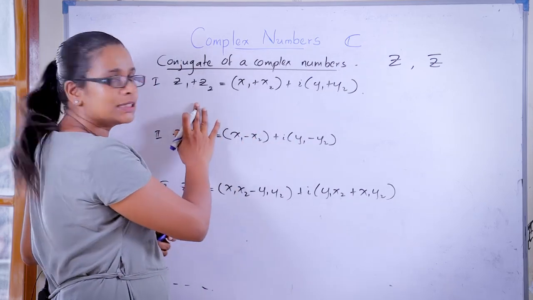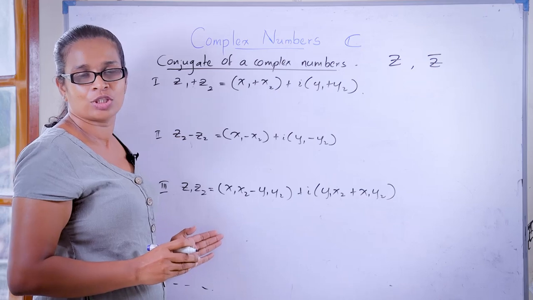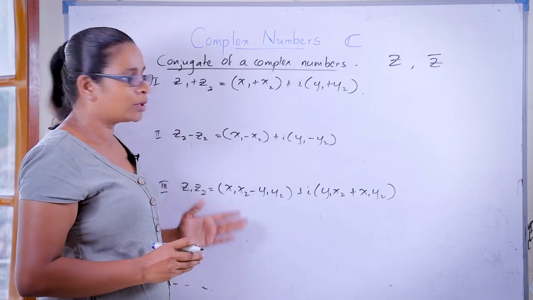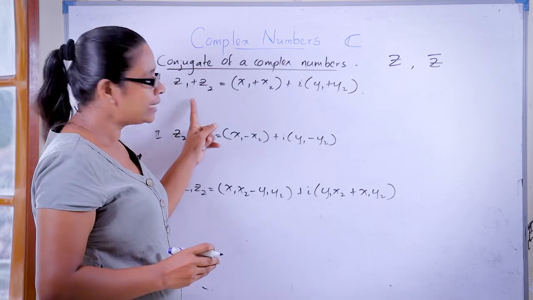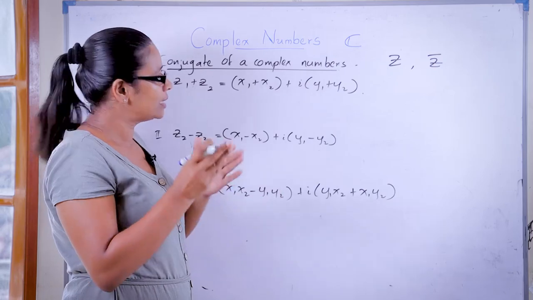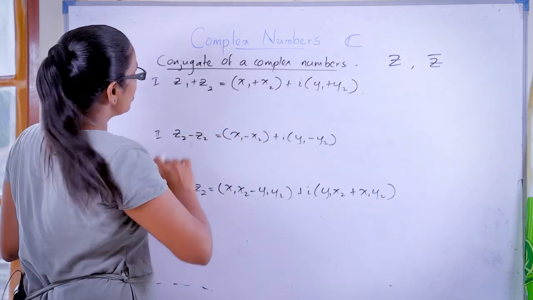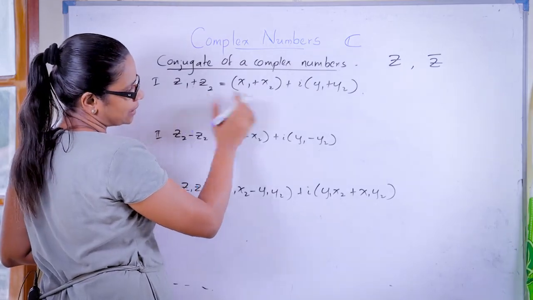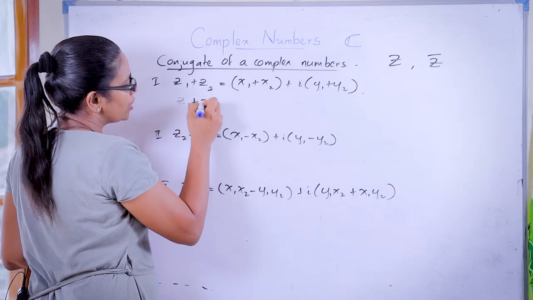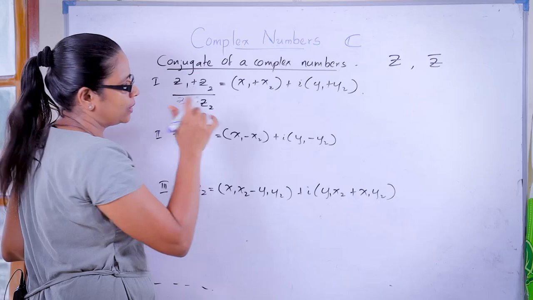Okay, now look at this one. I have written addition, subtraction and multiplication of complex numbers. In the fourth one, division also I am going to consider. Okay. Now look at here, addition of complex numbers. I proved that addition again gives a complex number. So addition of two complex numbers this way, I am going to consider the conjugate of this one. Conjugate of addition of complex numbers.